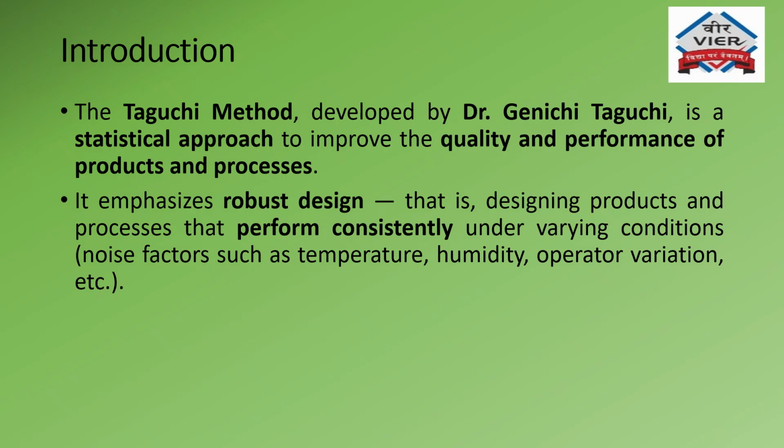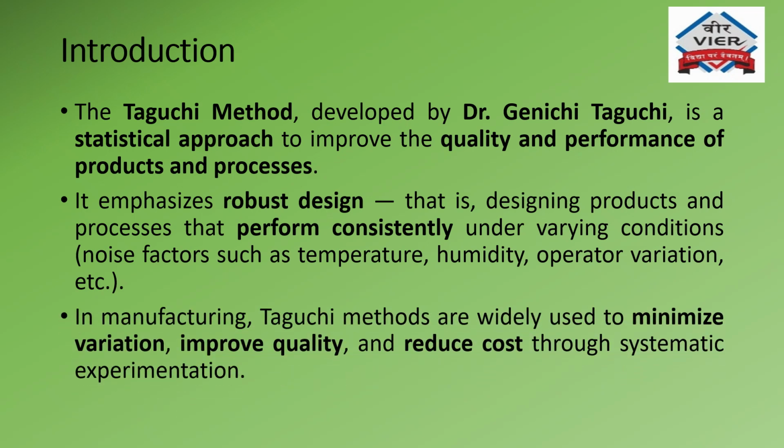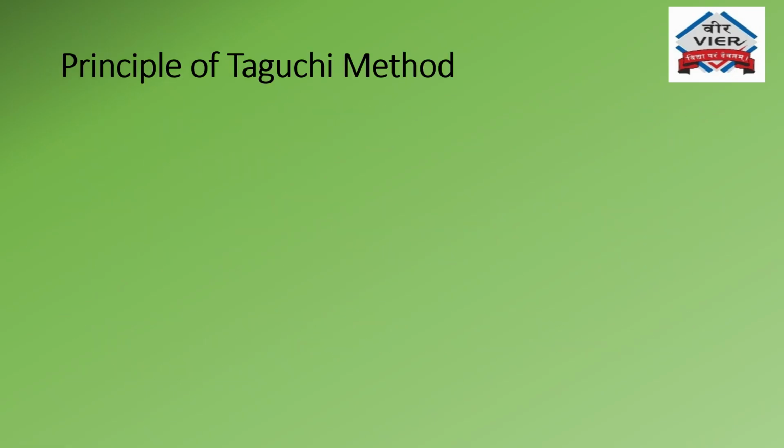So the basic idea of robust design is that the product or processes are designed in such a way that even after the uncontrolled factors are involved in the system, still the system or the product will perform its function in an effective manner. So this is a robust design. In manufacturing, Taguchi methods are widely used to minimize variation, improve quality and reduce cost through systematic experimentation.